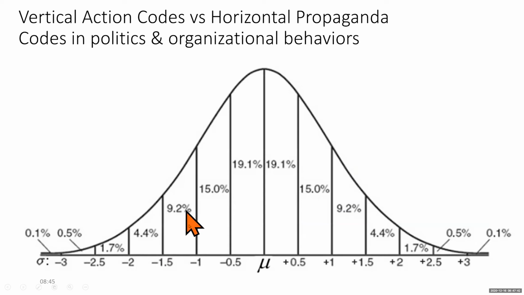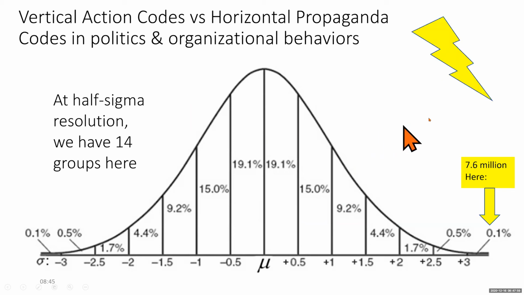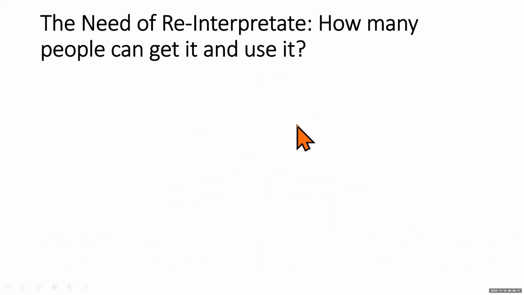So it is important that we pay attention that we have 7.6 million scientists here, and we have this many people in the middle. And the good ideas here really need to be horizontally moved, transferred towards this direction. So that is something I think we need to pay attention to.